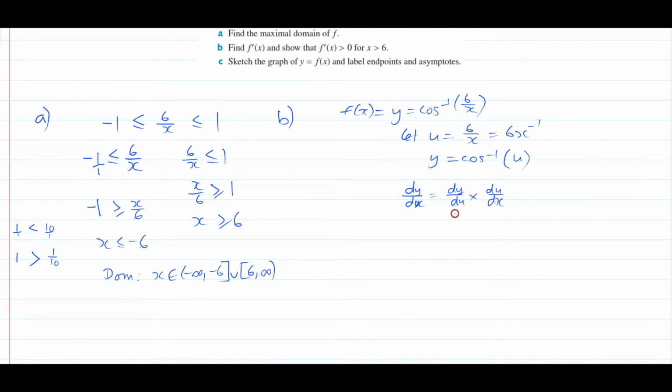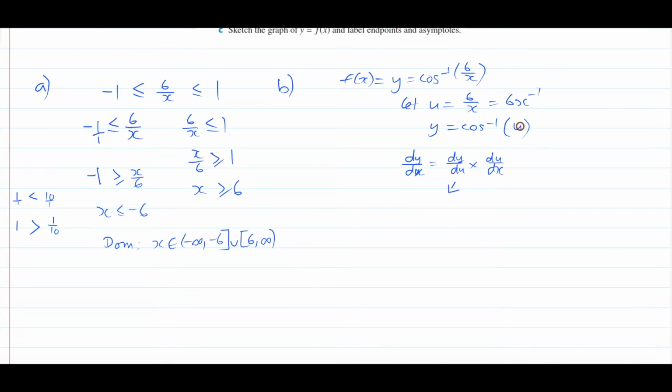So what is dy/du? dy/du is the derivative of cos inverse of u, so we're differentiating in terms of u. There is the formula: it is -1 over the square root of 1 minus u squared. That's just the formula. And then of course, what is du/dx? We differentiate this equation right here in terms of x, and what you get is -6x to the power of -2, or -6 over x squared.